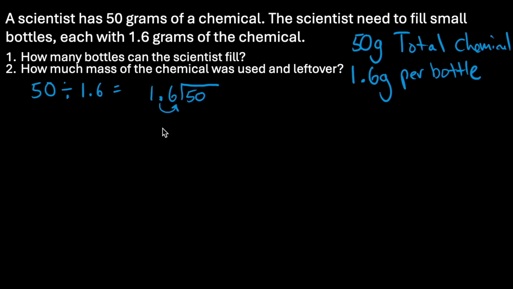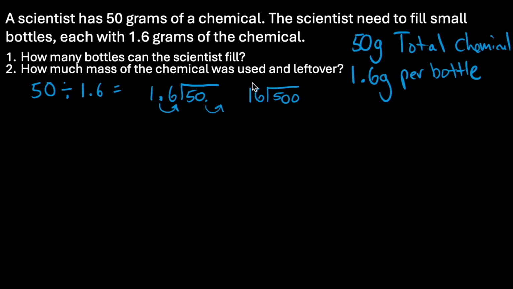And whatever you do outside the long division symbol when moving the decimals to the right, you do the same thing to the dividend. And there is an invisible decimal right after the 50, being a whole number. So we move that to the right one time as well. So we will have 500 divided by 16.